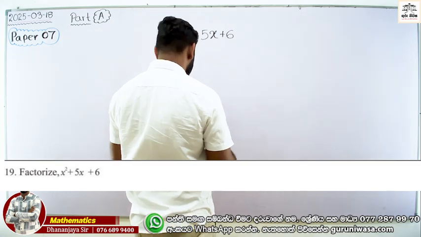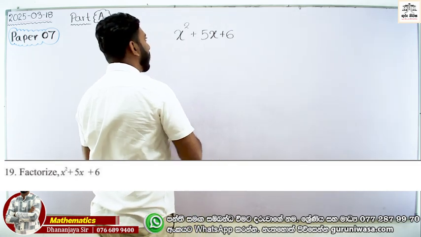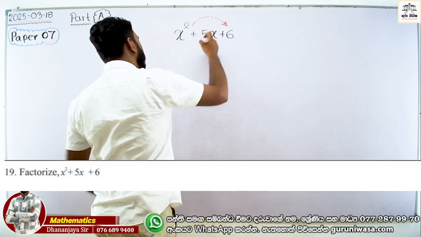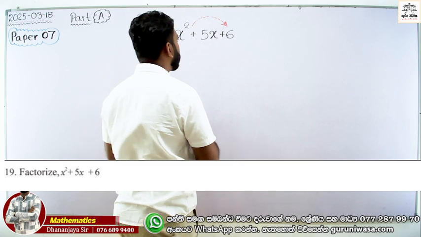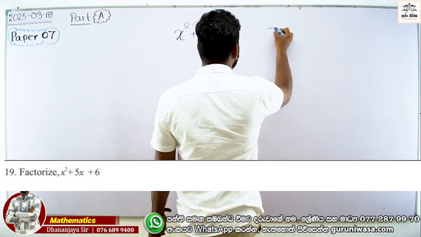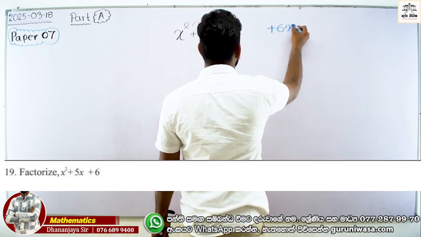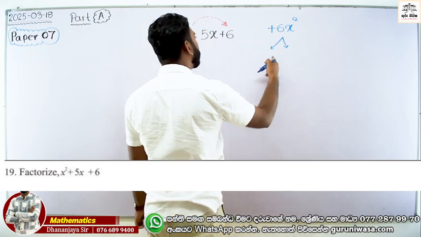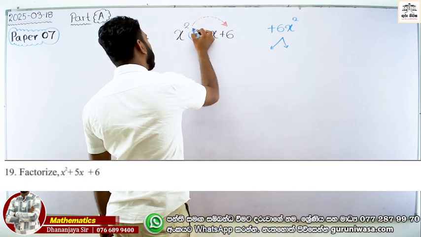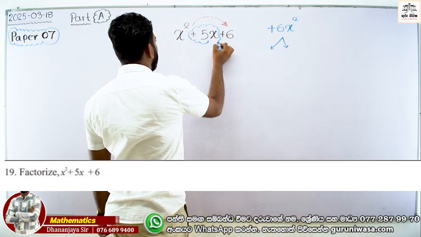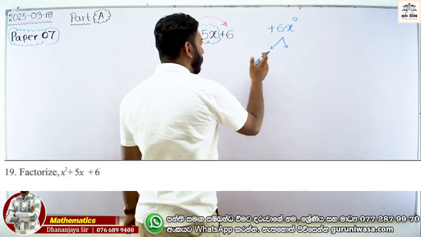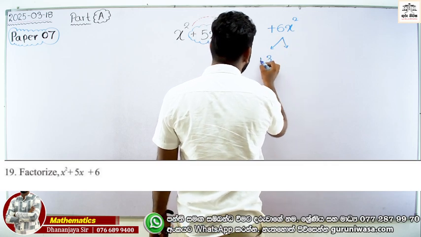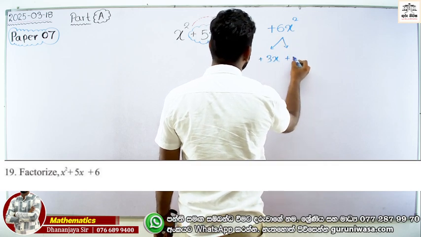right? The order is correct, and we have to get the product of the first term and the last term. The sign is a very important thing. The sign is plus 6x squared, and plus means the sum of these two numbers becomes the middle one, plus 5x, right? Now the product of the two numbers is 6. Therefore the answer is plus 3x and plus 2x.